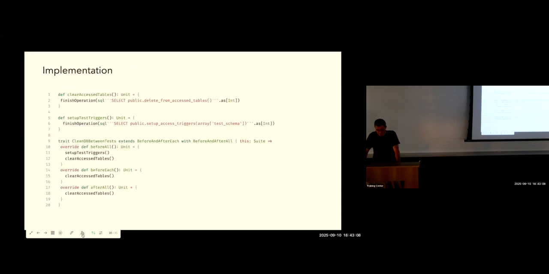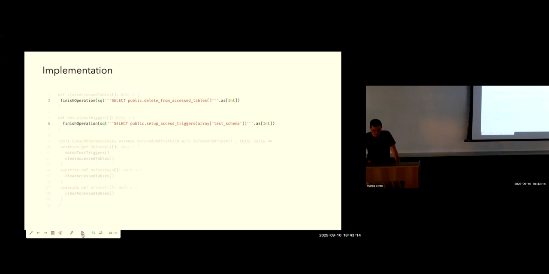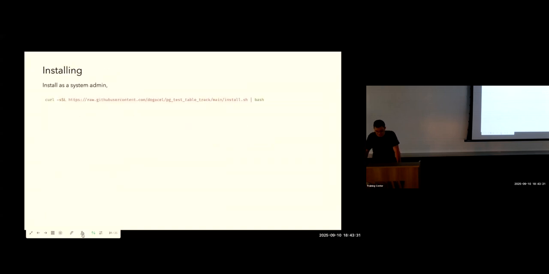So the implementation, we just update the clear access tables to be those two functions and the setup test triggers. We just add this test schema parameter. This is our schema where our data is living. So if you want to have multiple tests being run, you can create multiple schemas and just assign them in the setup test triggers. And the rest is the same.